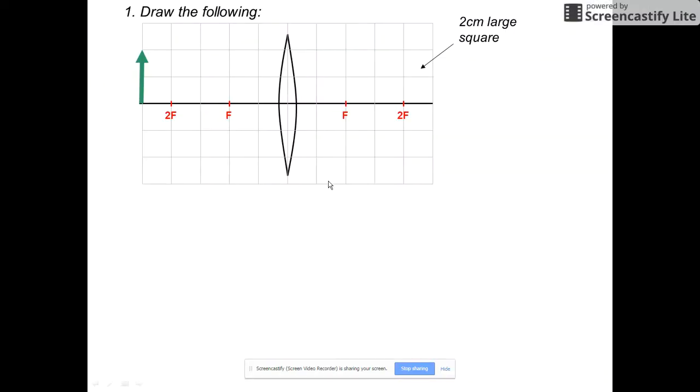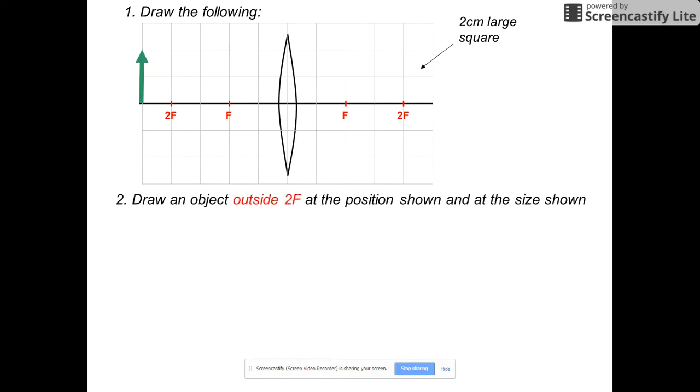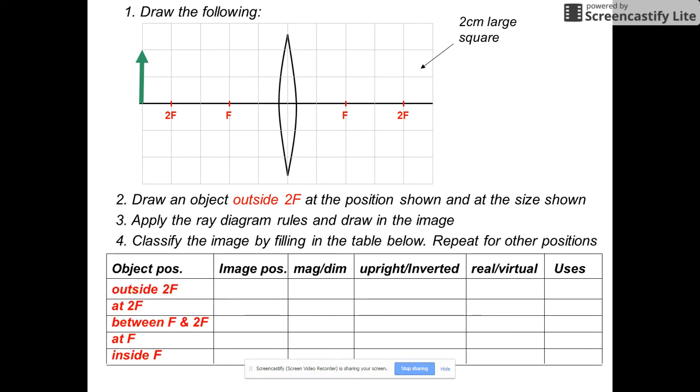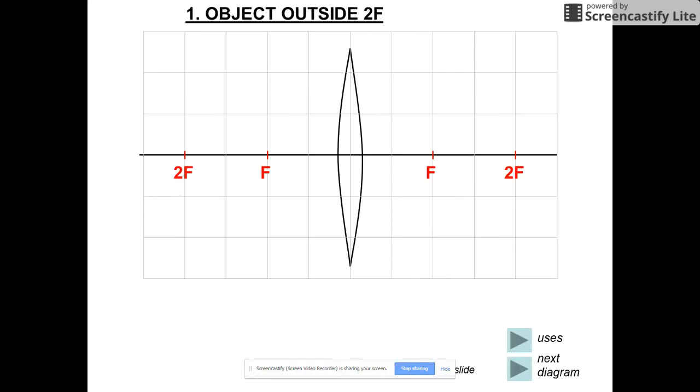So we'll carry on where we left off in the previous video. You've drawn the following situation on your graph paper, and we're going to draw the objects on, and then we're going to try all of these different diagrams and see what sort of images we get, whether they're upright or inverted, real or virtual, magnified or diminished, and see where the image position is.